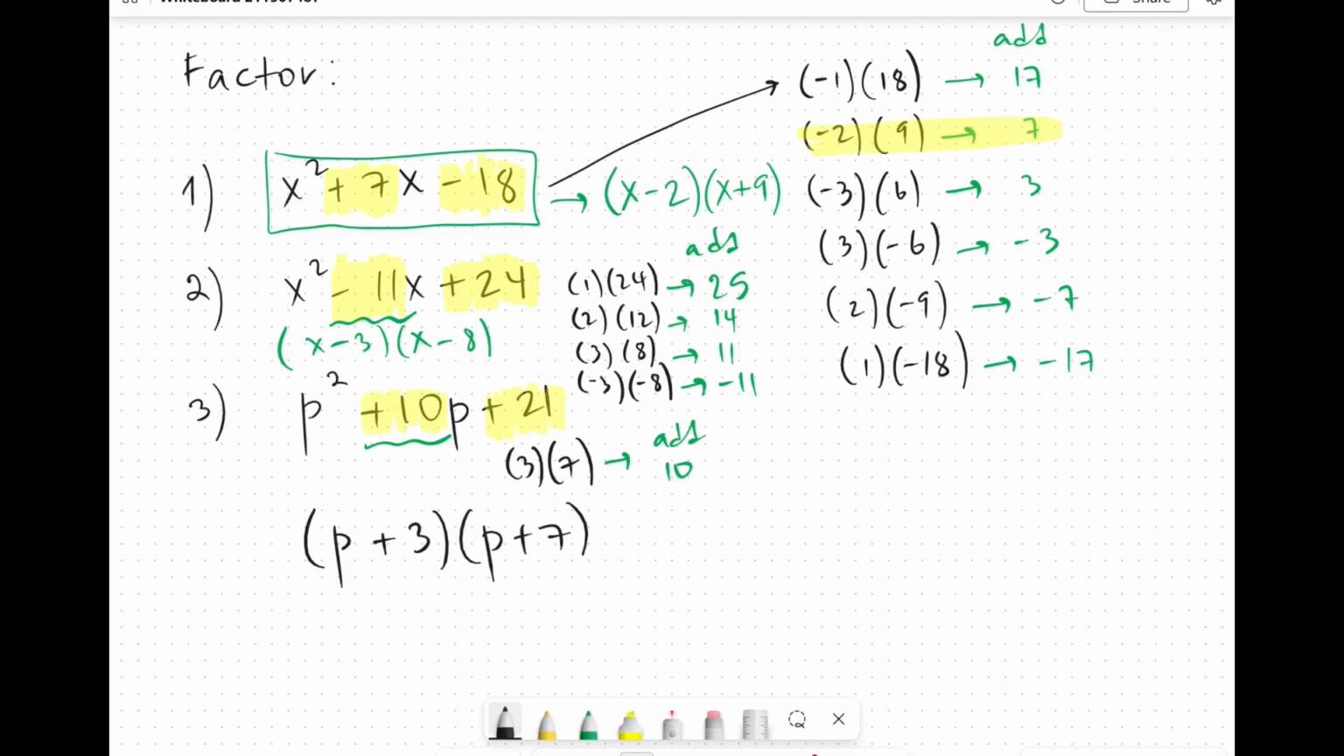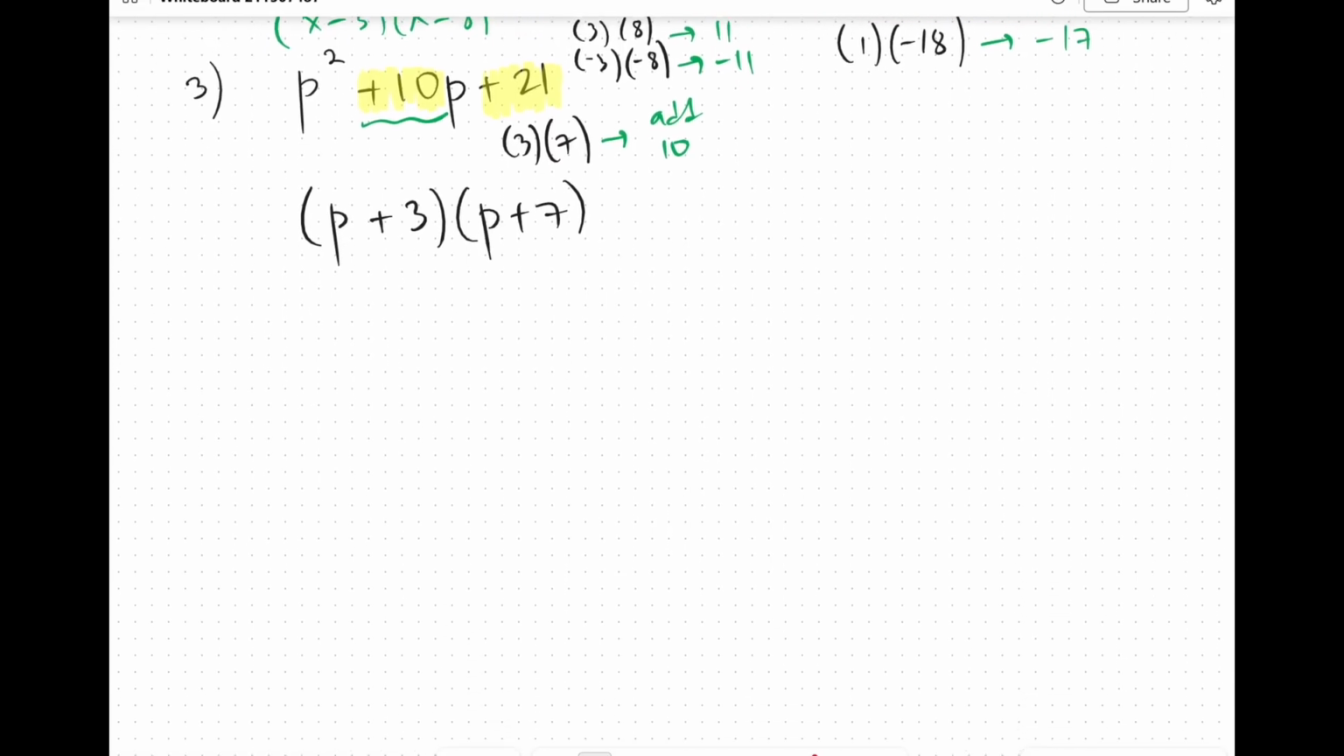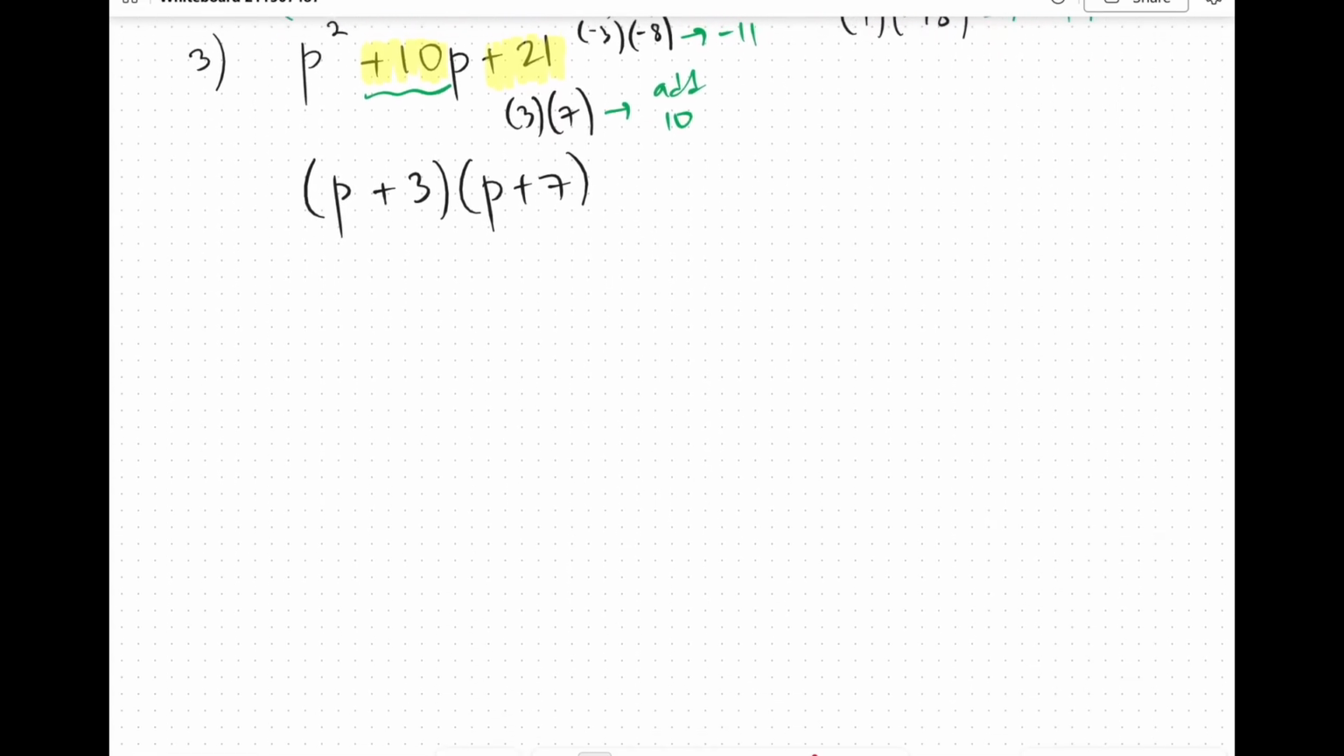To check if this work is correct, and I'm going to demonstrate on this third example, you can multiply the two binomials by each other and see if you end up with your original problem. So to multiply p plus 3 by p plus 7, we have to distribute twice, keeping in mind that your p's have the power of 1, because when we multiply the same bases, we add the exponents.